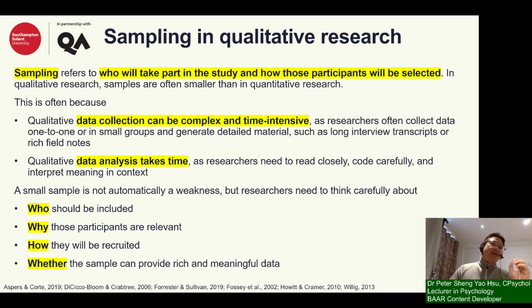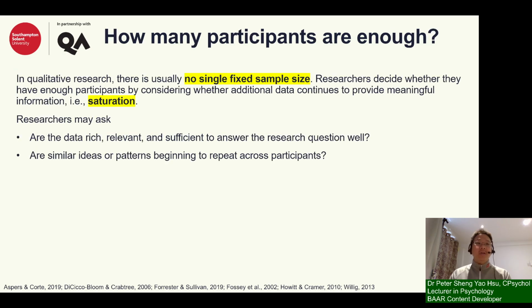So that brings us to a common question in qualitative research. How many participants are enough? In qualitative research, there is usually no single fixed sample size, unlike some quantitative studies where researchers may use a power analysis to estimate the number of participants needed. Qualitative research often uses a more flexible logic.